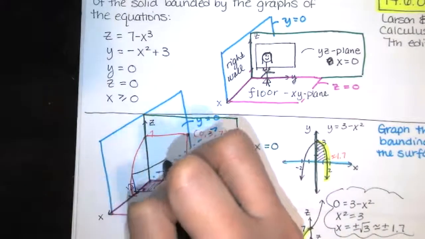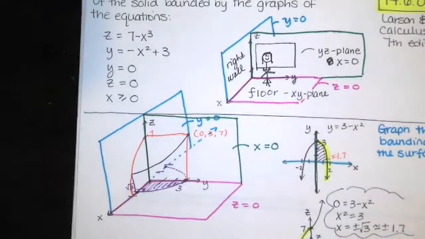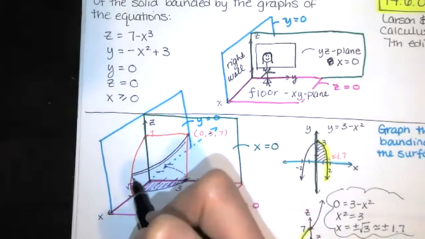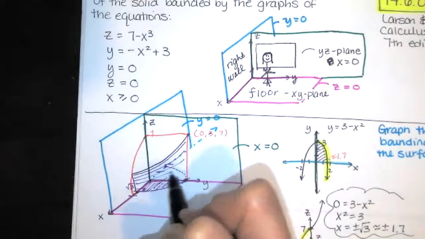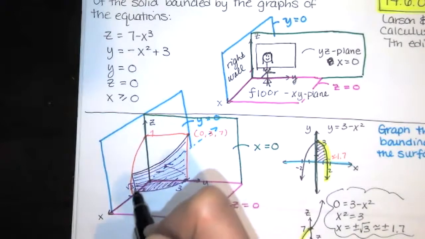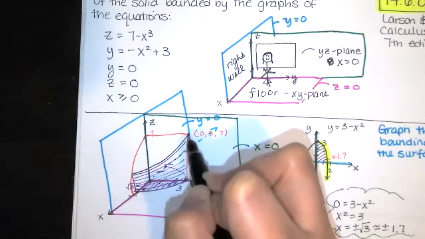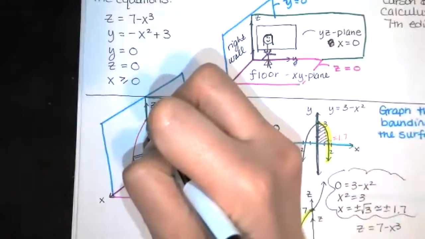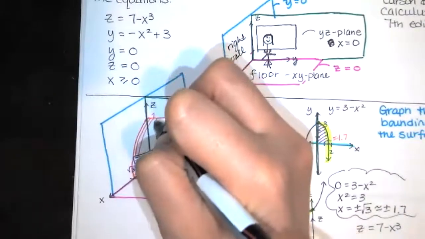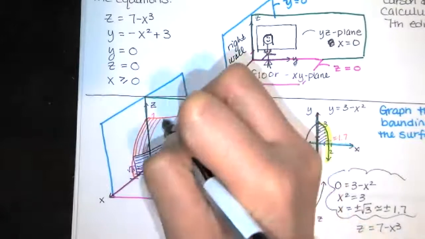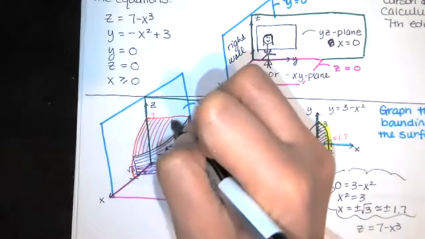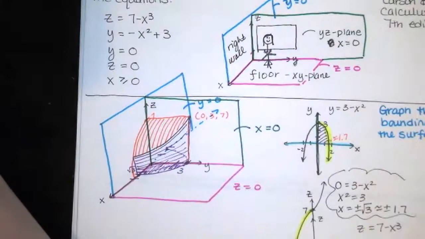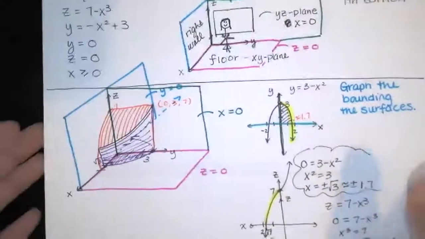So what we're going to see is something that looks like this. This is that parabolic cylinder given by y equals 3 minus x squared. And it's intersecting that cubic cylinder, and they're meeting on a curve that looks something like this. Thank you so much for your patience. I know it's really hard to graph these guys, but I think that graphing helps. It helps us visualize what's going on.